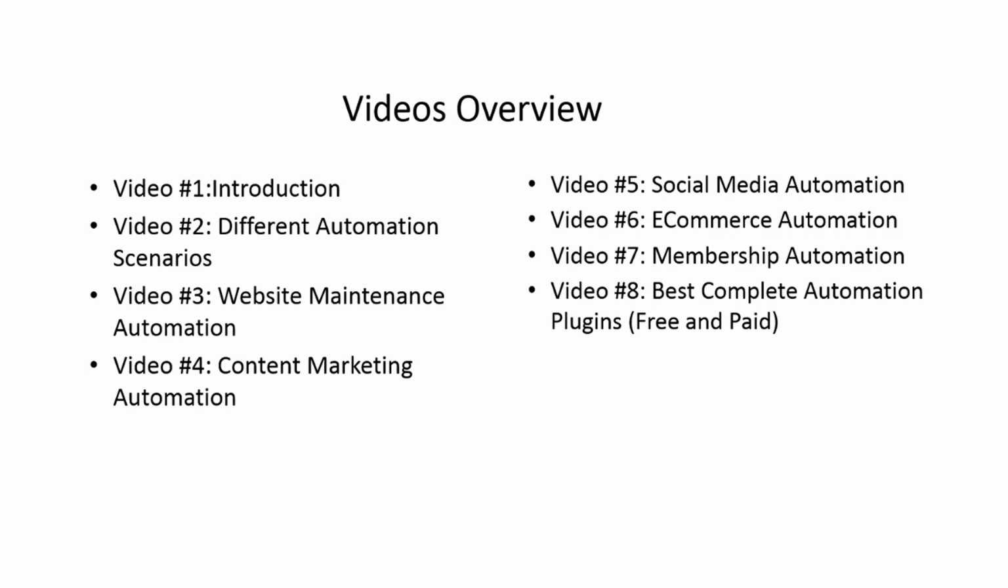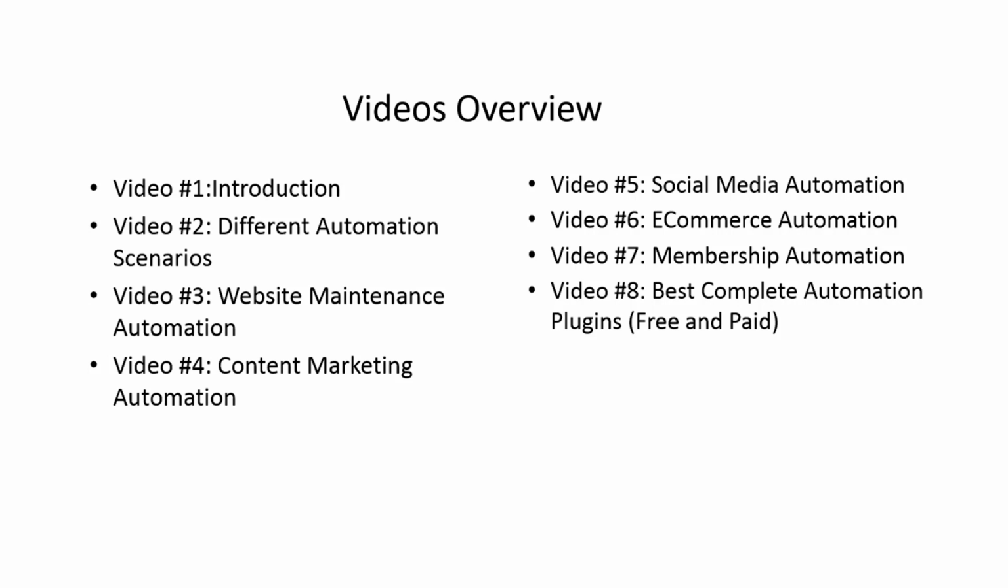Video number 4, we'll talk about content marketing automation. In other words, once you have created your content, say for example your articles, your videos, your audios, how do you go about publishing it and scheduling it to be posted in the future? Content creation can become very tedious, and more so, posting it to viewers can take up a lot of time as well.